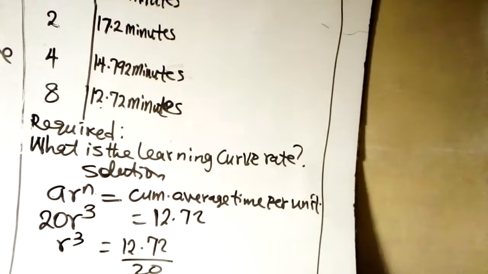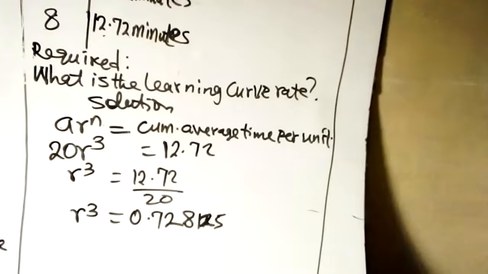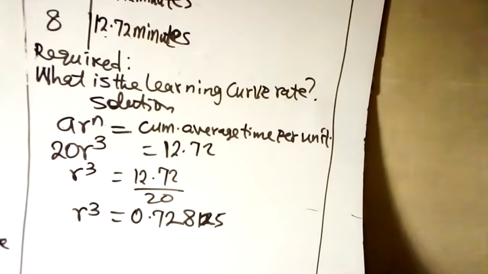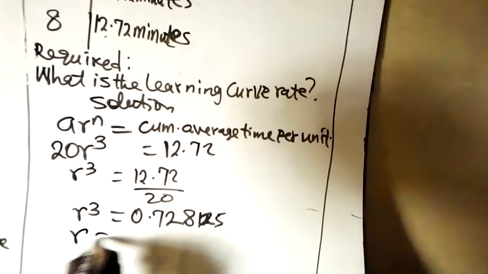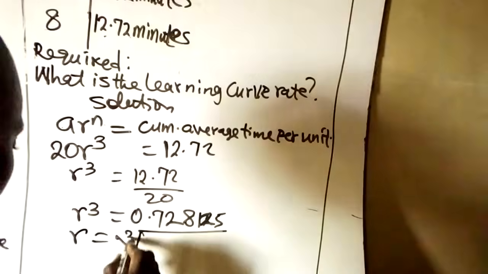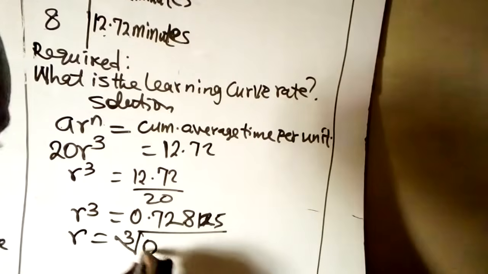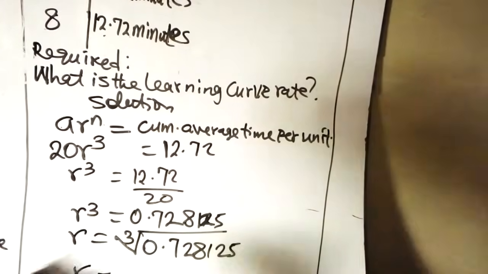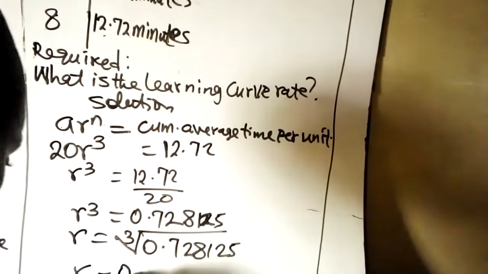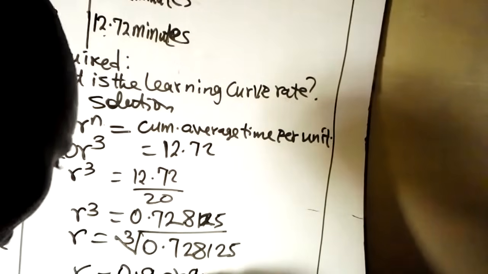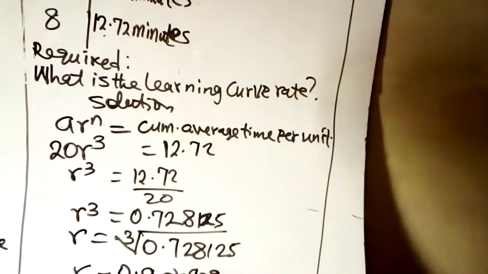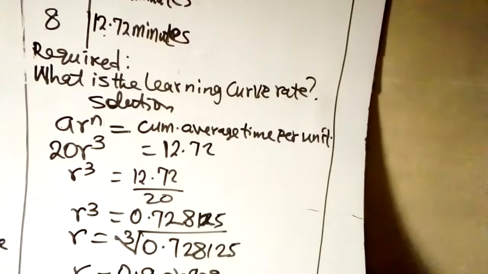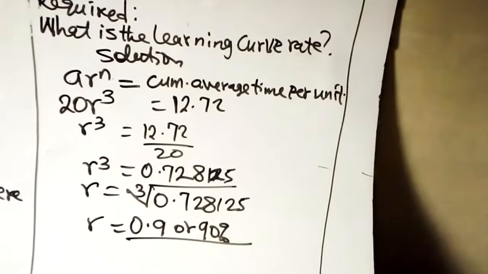8125. You want to solve for R. If you divide 12.72 by 20, then you have 0.728125. To solve for R, you find the cube root of 0.728125. And if you find the cube root, it will give you 0.9 or 90%. Therefore, the cube root of 0.728125 is 0.9.